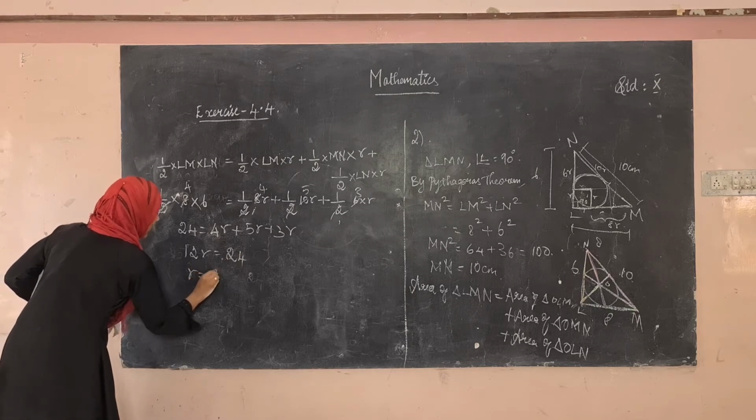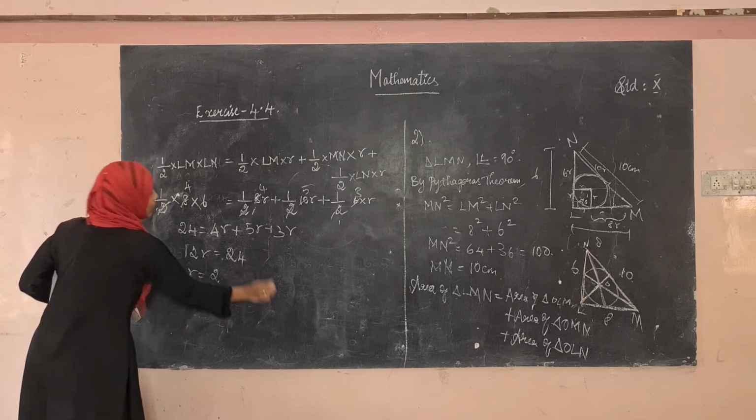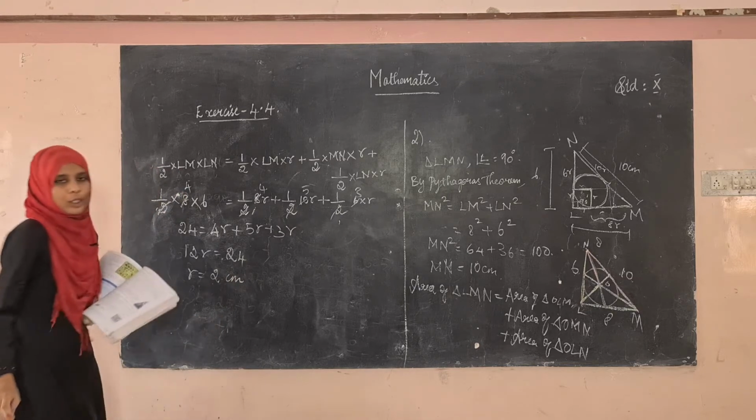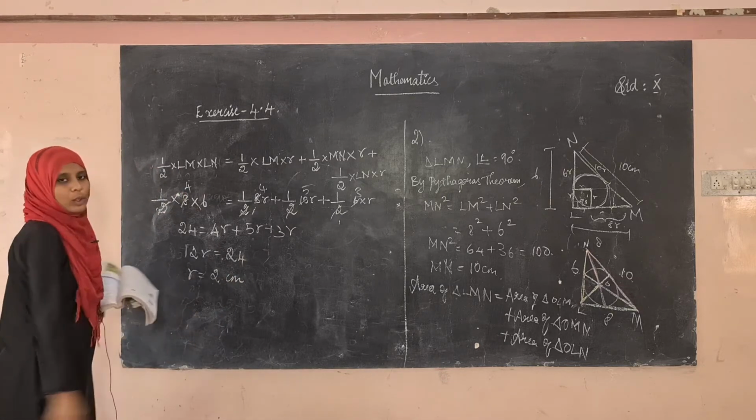What is the value of R? R is equal to 2 centimeter. So they have asked us to find the radius, right? So radius is equal to 2 centimeter.